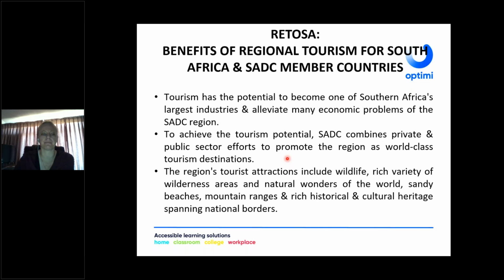The region's tourist attractions include wildlife, a rich variety of wilderness areas and natural wonders of the world, sandy beaches, mountain ranges, and rich historical and cultural heritage spanning national borders. Even if we just look in our country, even if we just take South Africa, the wildlife that we get here, the natural wonders that we get here, the mountain ranges. So imagine what the potential is for all the other countries involved in the SADC region.